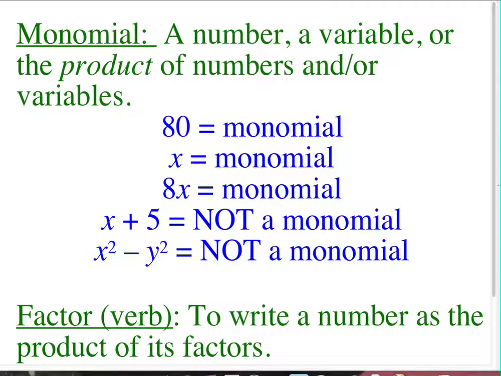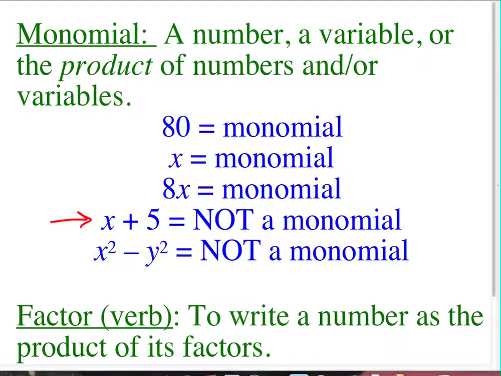A monomial is a number, a variable, or numbers and variables stuck together. So 80 is a monomial, right? It's just a number. X is a monomial because it's a variable. 8x is a monomial because it's the number 8 stuck to the variable x. They're stuck together using multiplication. Those are all monomials.